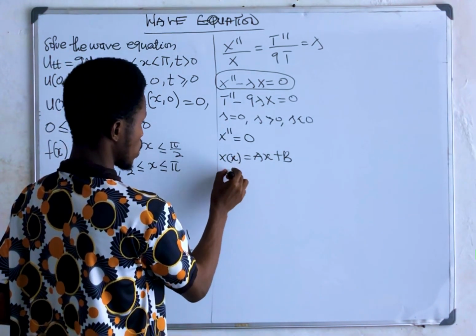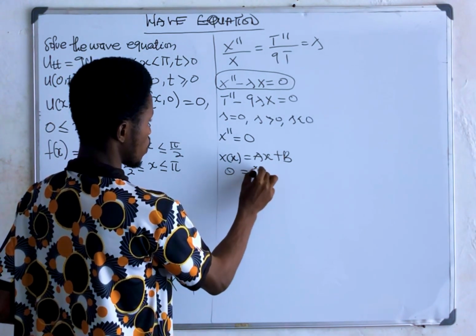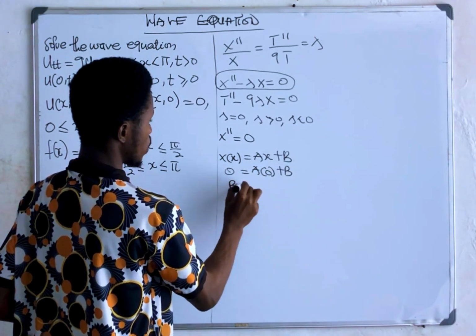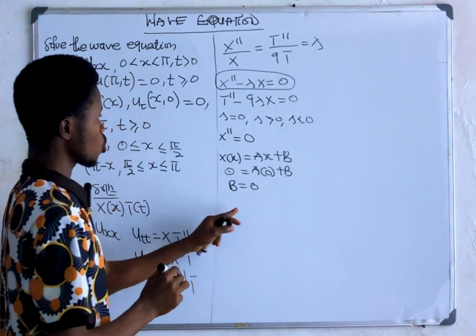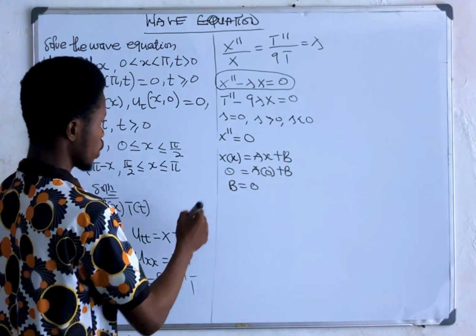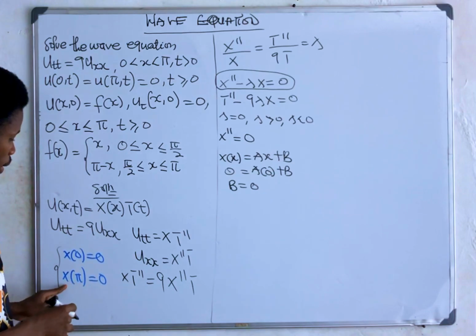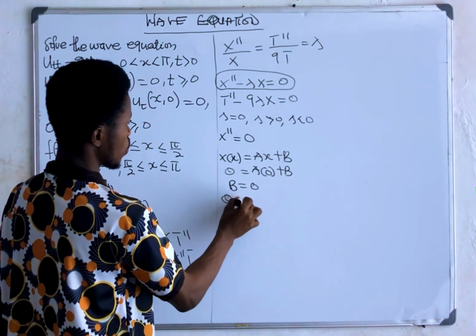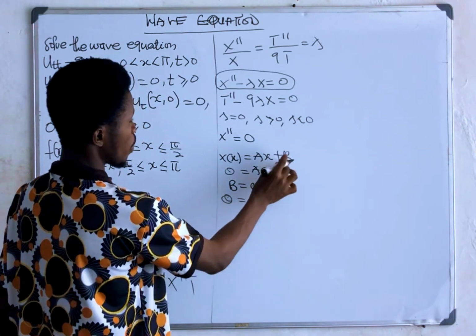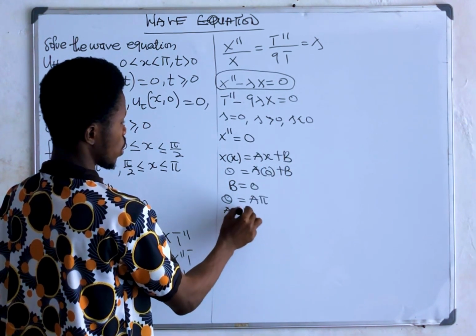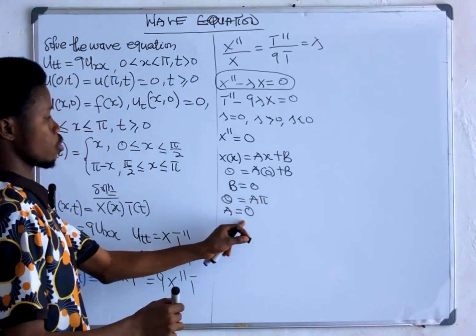So capital X is 0 equals a multiplied by 0 plus b. It tells you that my b is equal to 0. So we're done with that one. So b is 0. Now when capital X is 0, small x is pi. So here is going to be 0 equals a pi. Remember, b is already 0. So here too, a will be equal to 0, because if you divide both sides by pi, you have a to be 0.